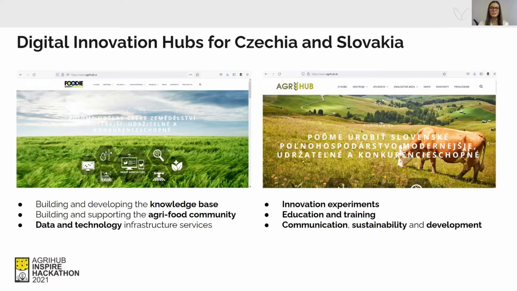and via these digital innovation hubs, we aim to build and develop the knowledge base, and build and support the agri-food community. We also aim to provide a space for data and technology infrastructure services. We also aim to publish the latest outcomes of innovation experiments. Then it will also be a place for education and training. And we also need to think about communication, sustainability, and development.